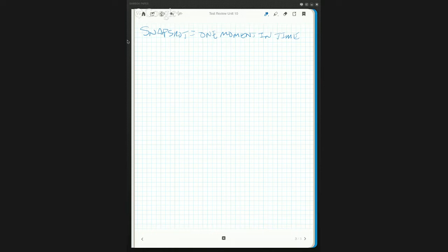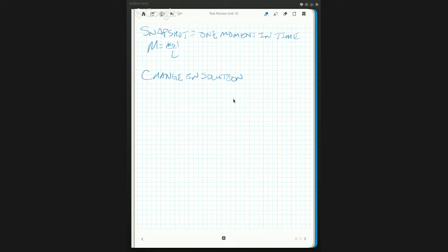All right, that means that we're going to be using the molarity equals moles over liter equation. It's at that very moment. Here's the moles, here's the liter, what's the molarity? That's the snapshot.